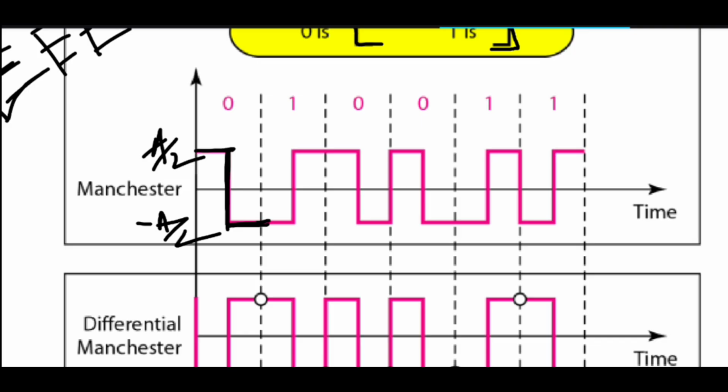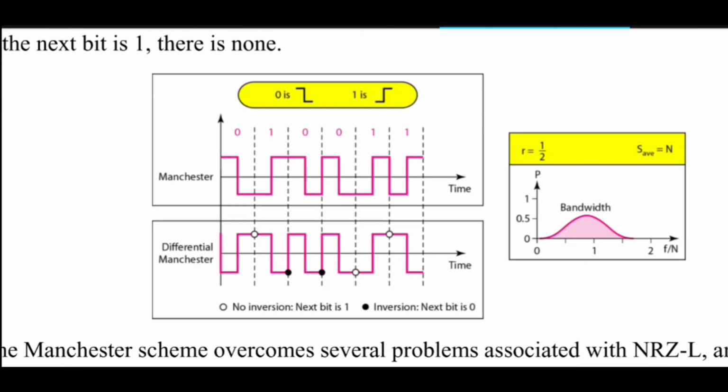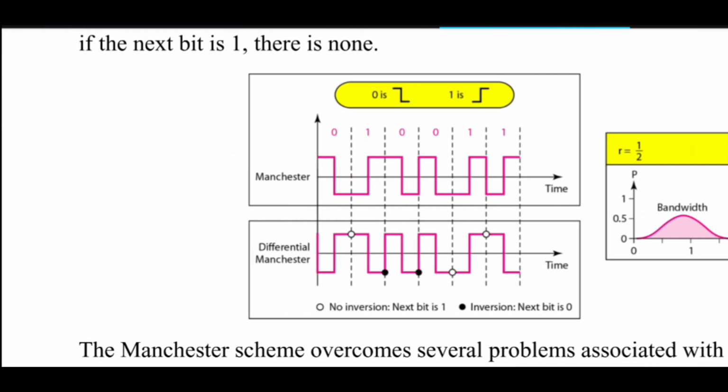Then 1 moves towards our 1, then our 0, okay, then again 0, high to low, and then 1, then low to high, then again 1, then low to high, and if there is again a 1, then it's low to high, okay, like that. Then move towards our differential Manchester.